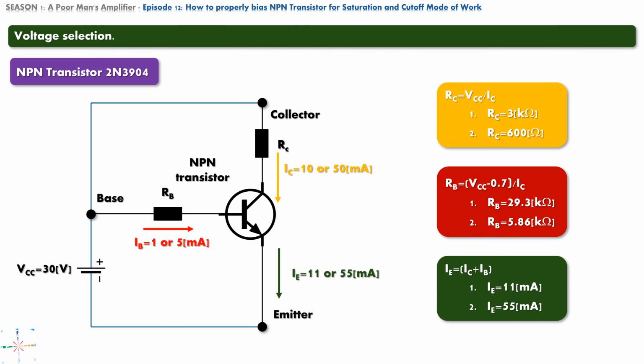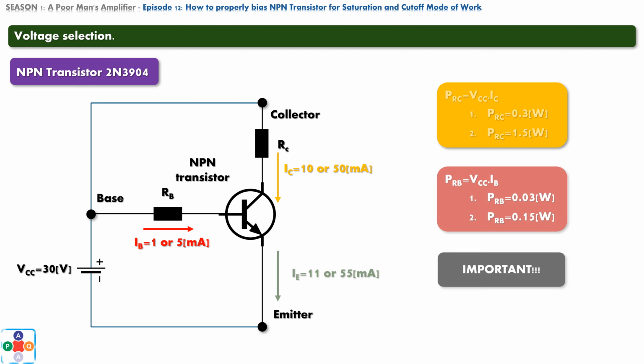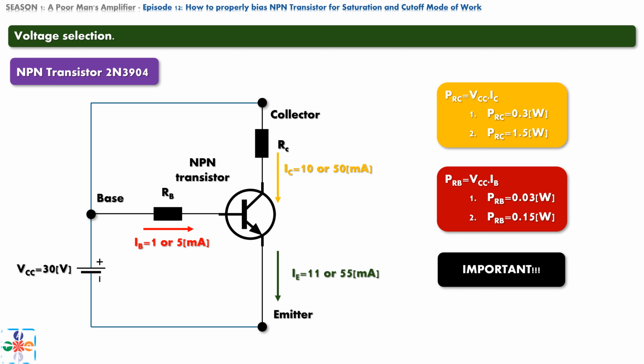Of course, there is that most important formula, that emitter current is now equal to the sum of base and collector current. Also, we have to point out that selection for RC and RB resistors must take into account the rated power dissipation for selected values of resistance. For collector resistor, rated dissipation power must be at least 0.3 or 1.5 watts, and for base resistor 0.03 or 0.15 watts, respectively. Otherwise, resistors will burn out, because they will not be able to dissipate heat generated by the current flow. This is very important fact to remember and consider when designing and implementing your circuits.